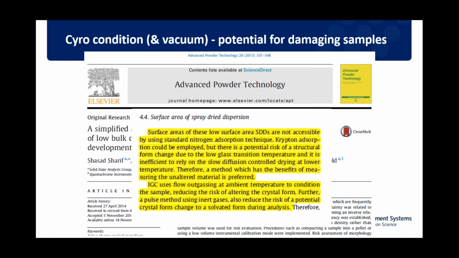So just showing that, if you look in the details of this paper, the vacuum and cryogenic conditions of nitrogen or Krypton had a high risk for altering the state of the material, which wasn't the case in the inverse GC.